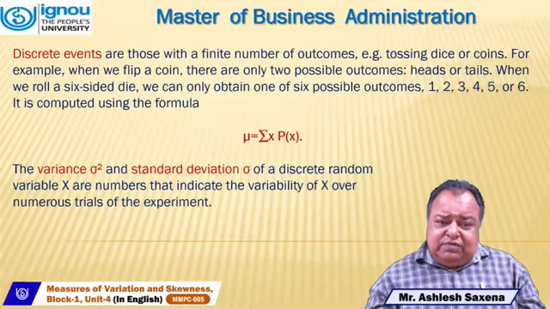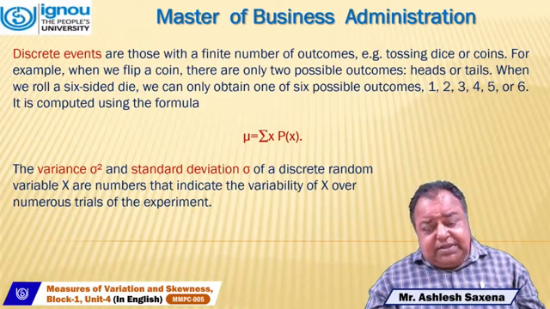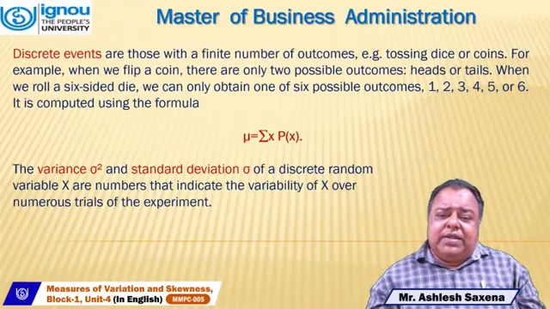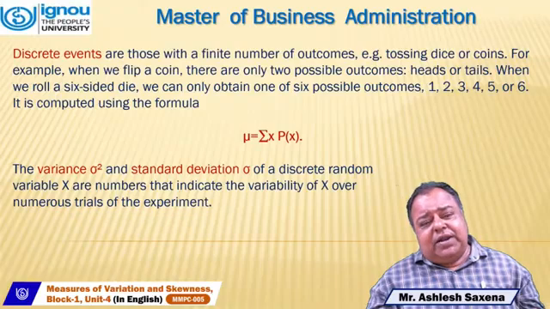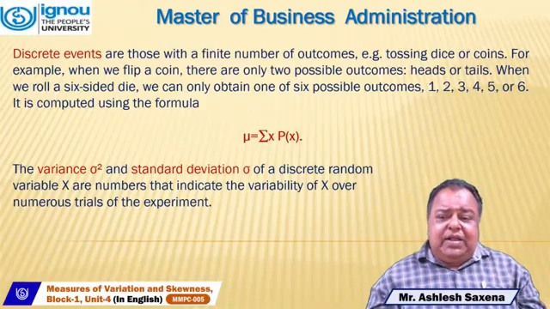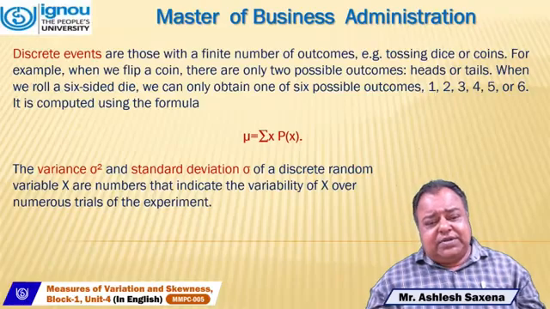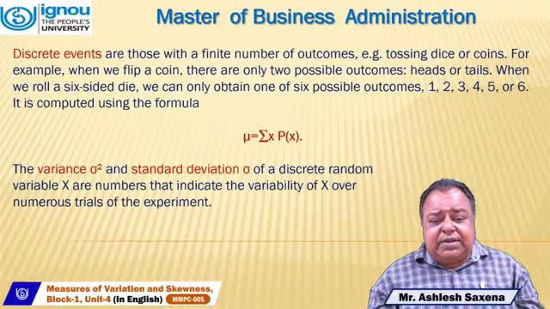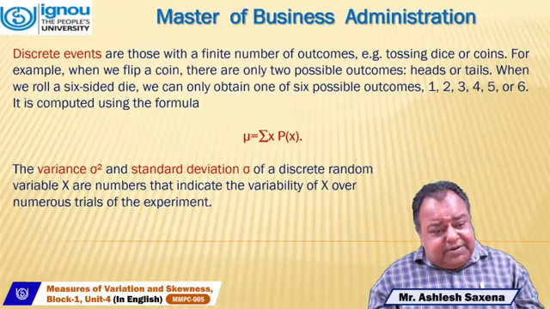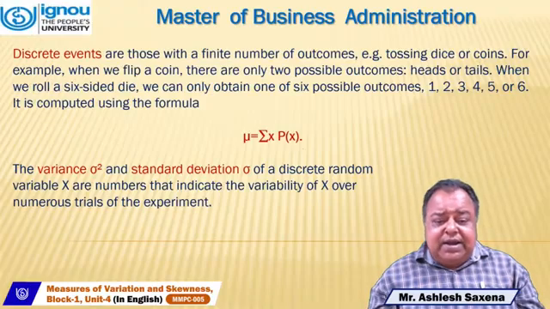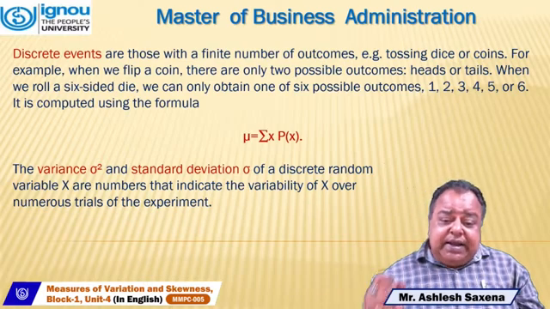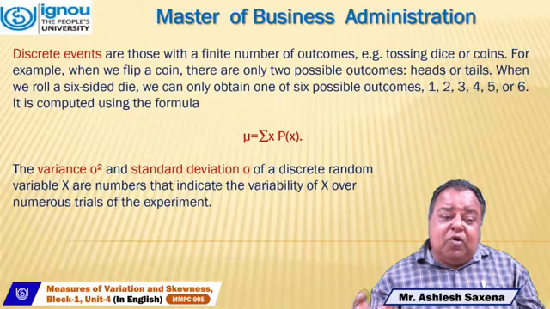Discrete events are those with a finite number of outcomes, such as tossing dice or coins. For example, when we flip a coin, there are only 2 possible outcomes, right? When we roll a 6-sided die, we can get any number between 1 and 6. In that case, the mean can be evaluated as summation of x into p(x). The variance sigma squared and standard deviation sigma of a discrete random variable x are numbers that indicate the variability of x over numerous trials of the experiment.